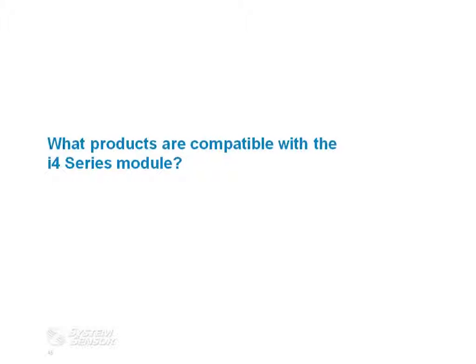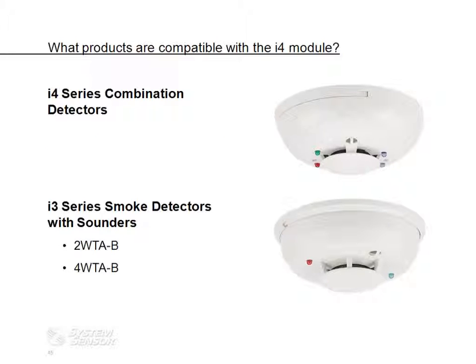Which leads to probably the most frequently asked question that we get. What products are compatible with the i4 series module? Well, obviously the i4 series combination detectors are compatible, but also our i3 series smoke detectors with sounders are compatible. So you're not limited to just installing combo detectors with the module. You can really be flexible in terms of where you place the combination detectors and where you place the smoke detectors.